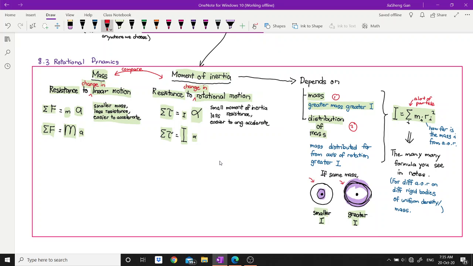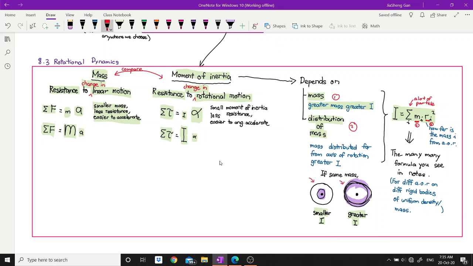So you can see this mass is because of situation number 1. This r is the distance of the mass from the axis of rotation, and it is because of the distribution of mass. So together these two things form the formula for moment of inertia. That's the moment of inertia formula for a collection of particles.